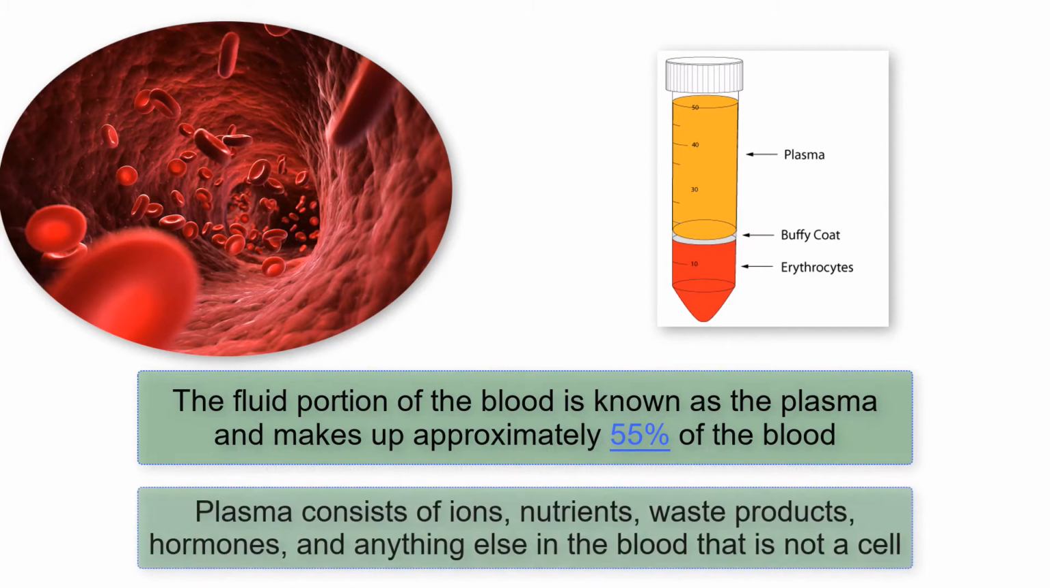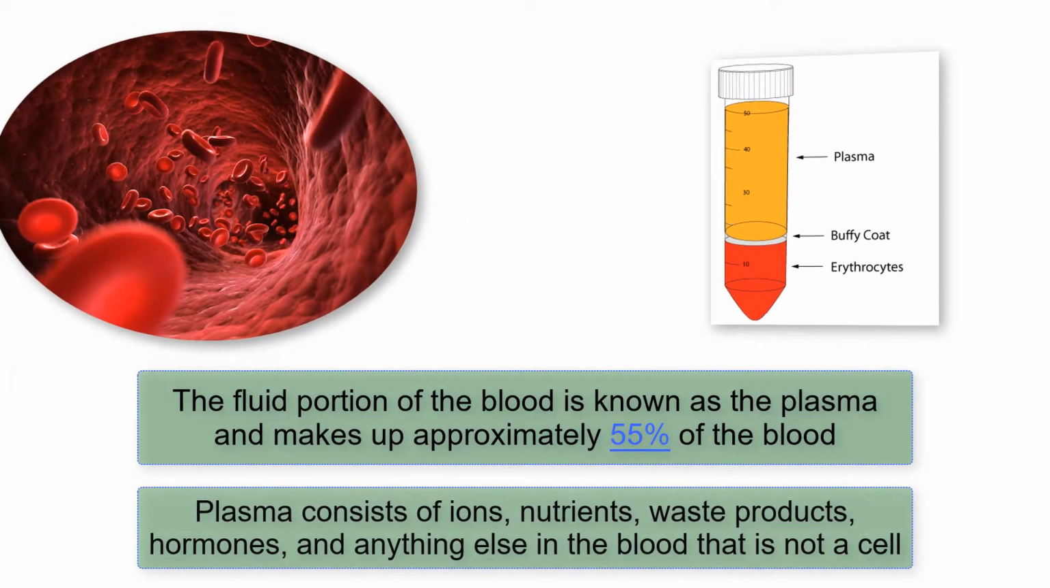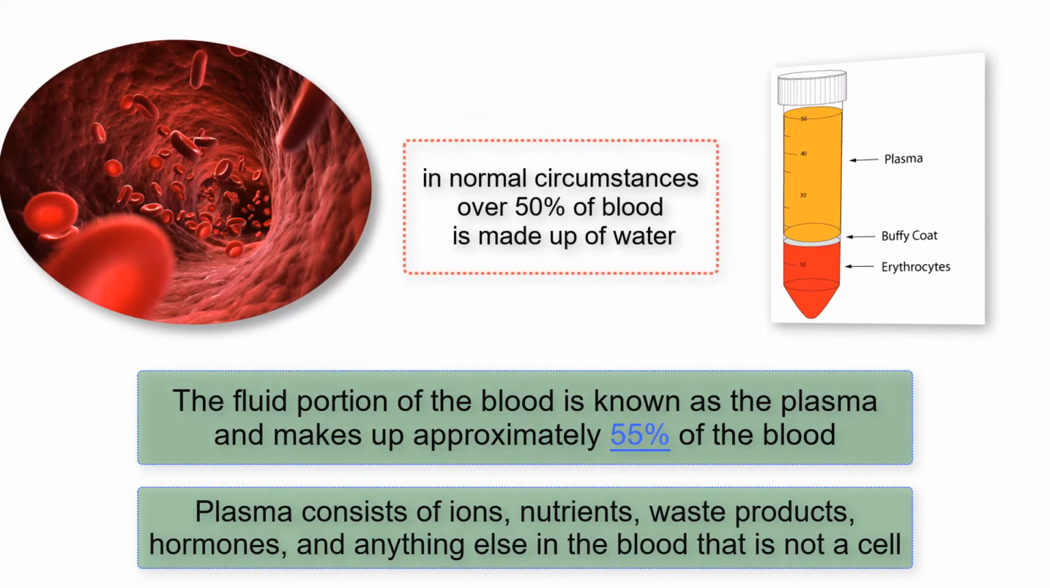Plasma consists of ions, nutrients, waste products, hormones, and anything else in the blood that is not a cell, all being circulated in water. Therefore, in normal circumstances, over 50% of blood is made up of water. In order to understand how the kidneys regulate blood pressure, it is important to understand what aspects of blood pressure and what components of the blood the kidneys are able to act on.